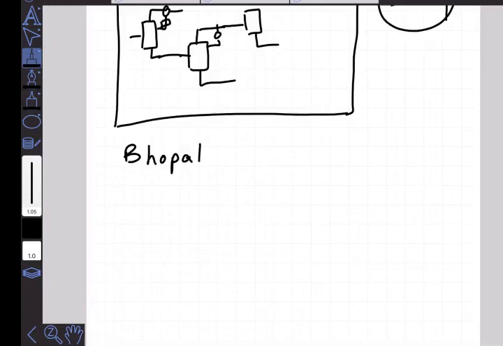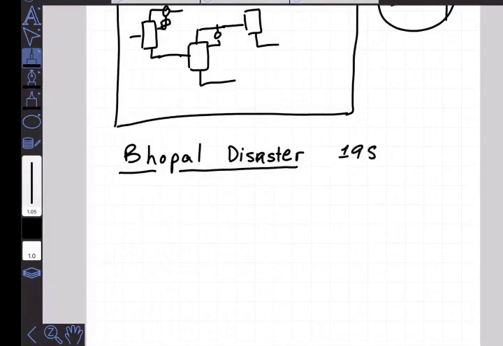Now, to spend a little time Googling this guy, the Bhopal disaster is one of the kind of shameful incidents of our industry. It occurred in 1984, and it's basically the world's worst industrial disaster. It involved the release of methyl isocyanate. About 500,000 people were exposed. It happened in India.